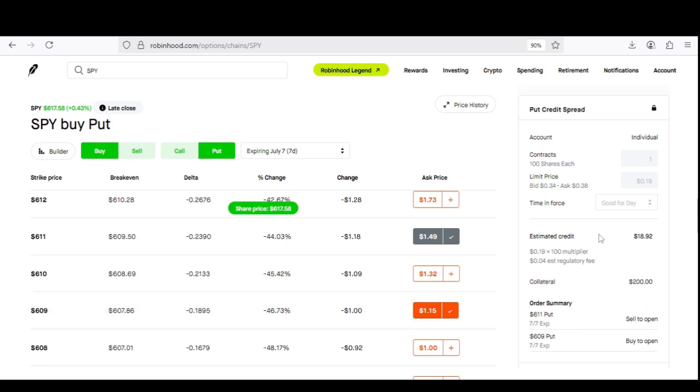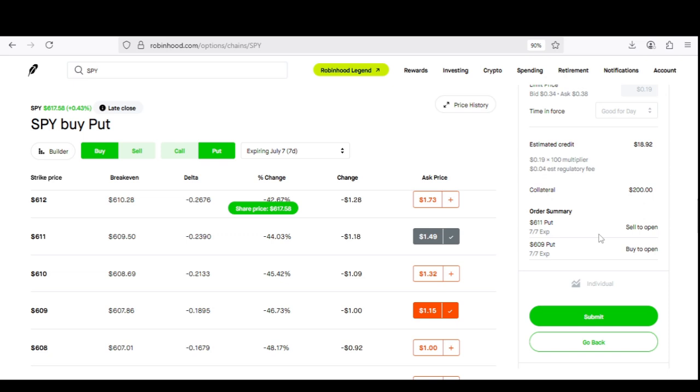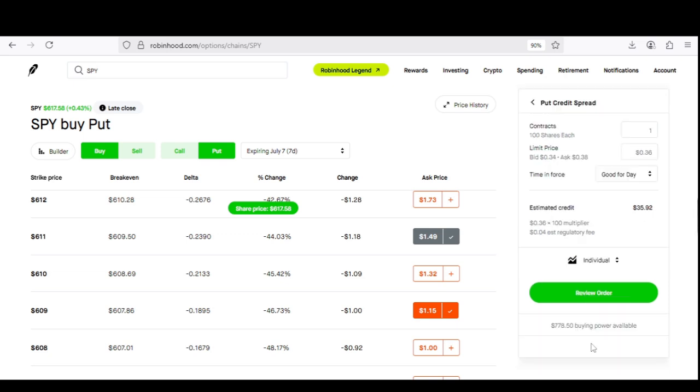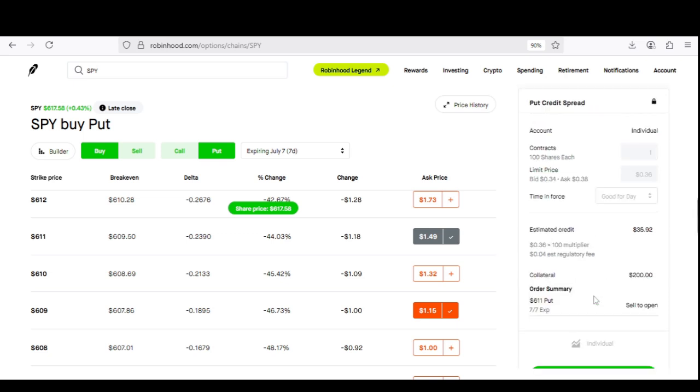Now, before anything, let's go back in order for us to refresh this. So we're going to go back, then we're going to hit review order one more time so it can refresh itself. Okay, and voila. Now that you made that slight adjustment, here's what's going to happen. The amount of money you're going to receive is going to increase. So instead of receiving $19, you're now going to receive almost twice as much as that, which is going to be $36.